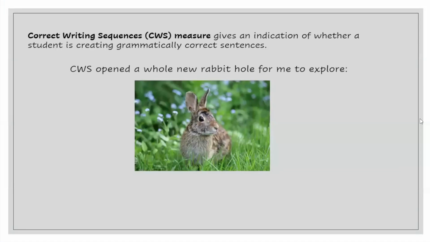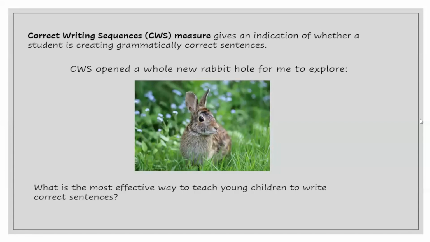So the correct writing sequences measure gives an indication of whether a student is creating grammatically correct sentences. This opened up a whole new rabbit hole for me to explore. What is the most effective way to teach young children to write correct sentences?